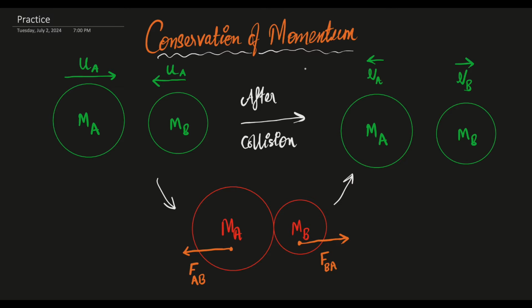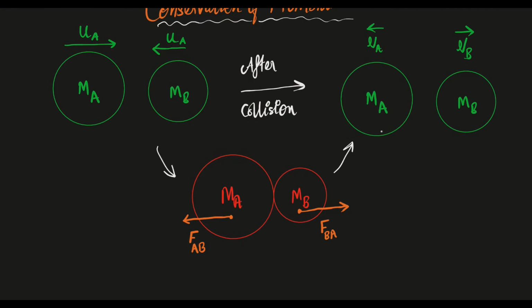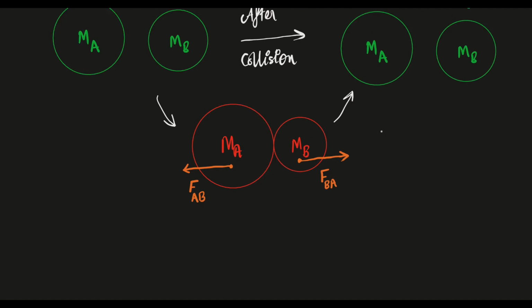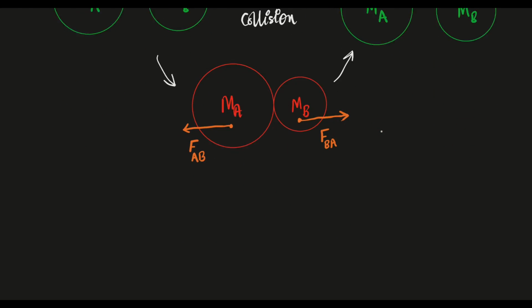So the conservation of momentum says that the total momentum before the collision and the total momentum after the collision should be equal. I think you can write that mathematically, right? So yeah, write that mathematically, and let's see if we can prove that. Okay, let's see how to prove that statement.